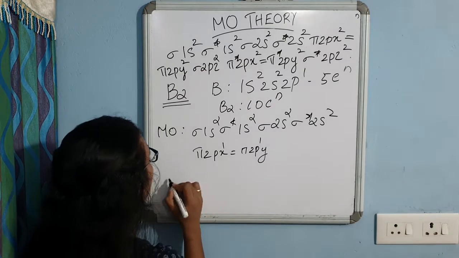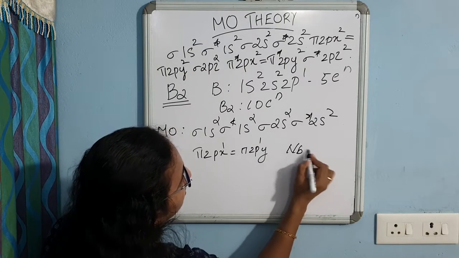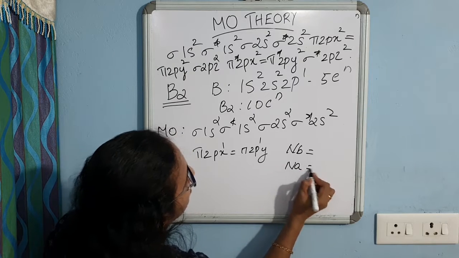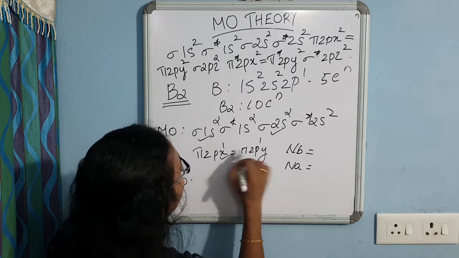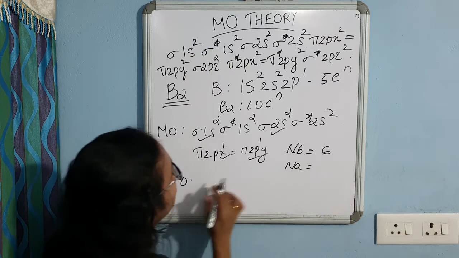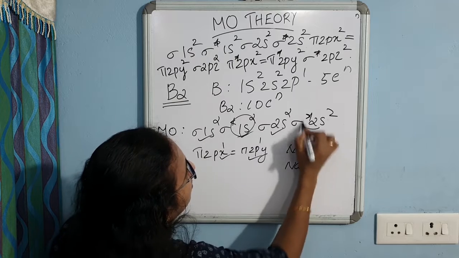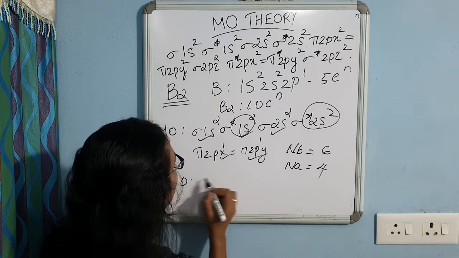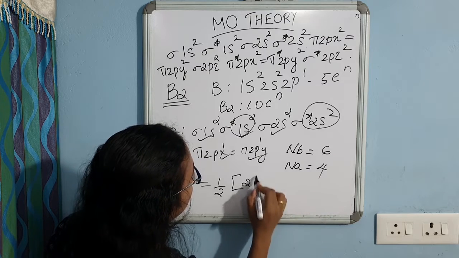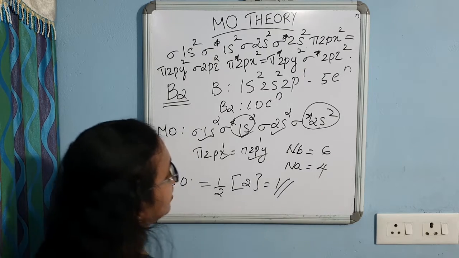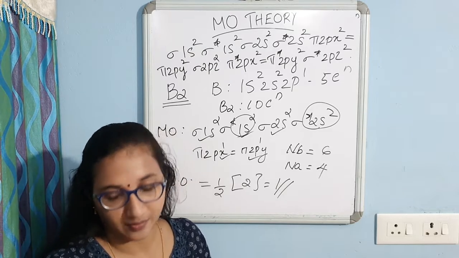Now we can calculate the bond order. For that, the number of electrons in bonding orbitals, we have 2, 4, 5, 6, and the number of electrons in antibonding orbitals is 2, 4. So bond order equals half into 6 minus 4, 2, that is equal to 1. That means there is a single bond connecting the two boron atoms.